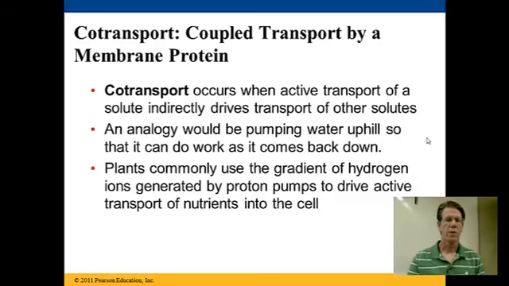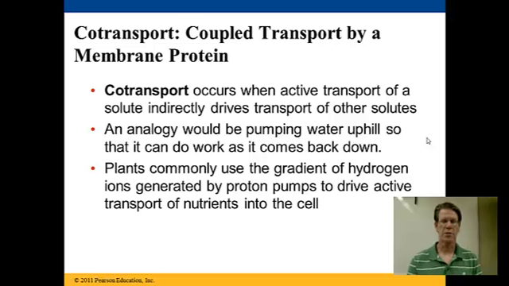All right, welcome back. We're at the last section of Chapter 7, and we're going to talk a little bit about bulk transport and cotransport, which are two unique ways of moving materials in and out of the cell through the cell membrane. Cotransport is happening when the active transport of a solute indirectly drives the transport of other solutes.